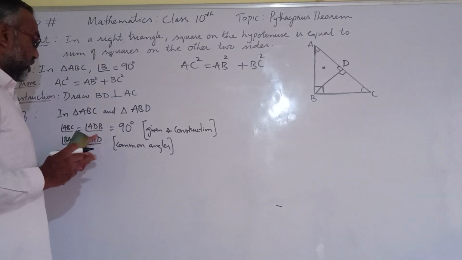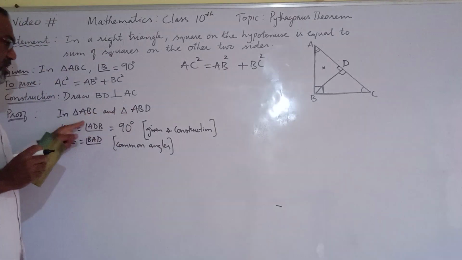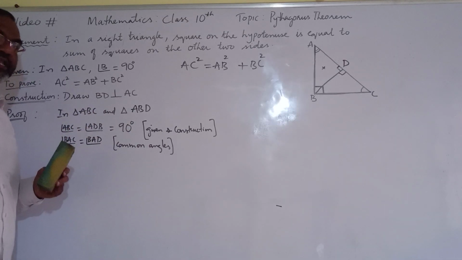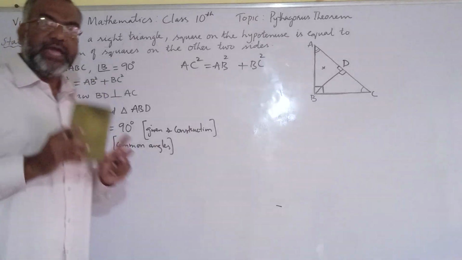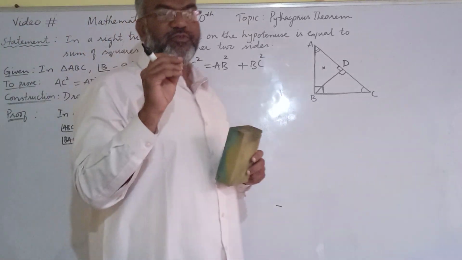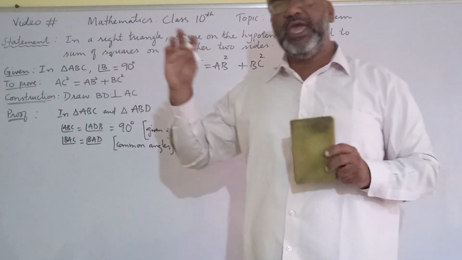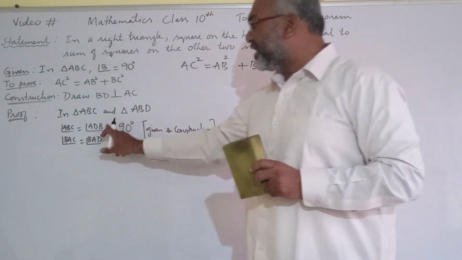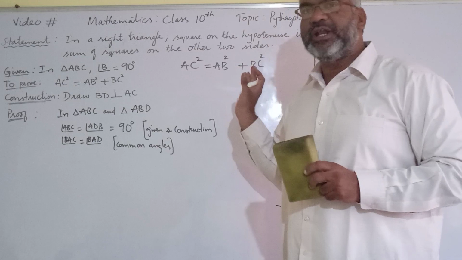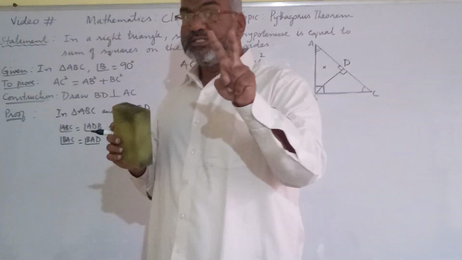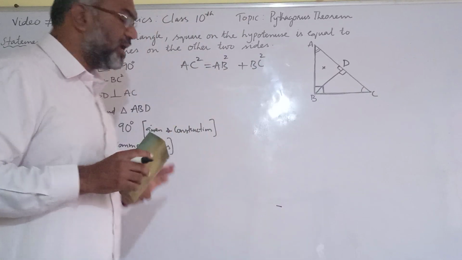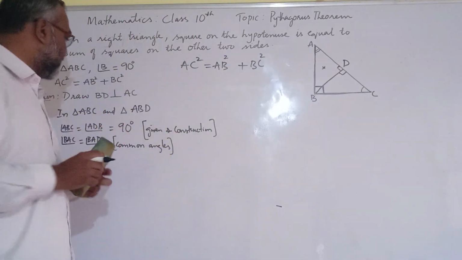Now, in these two triangles, two angles are equal. So from the AA criterion, which I proved in my previous video as the AAA similarity criterion, right? Here two angles are equal, so the third will definitely be equal. In two triangles, if two angles are equal, then the third will definitely be equal. This you have studied in 8th and 9th standard.